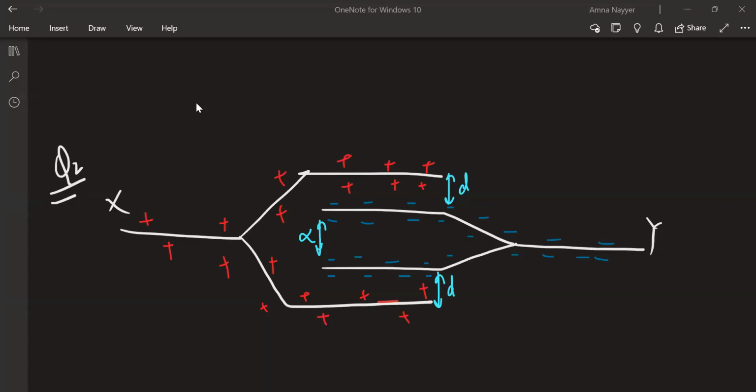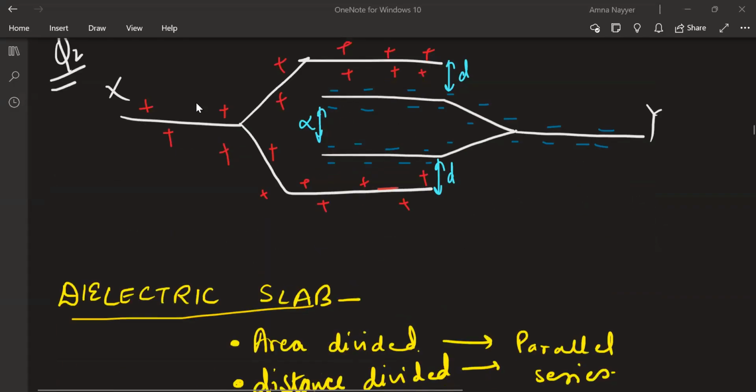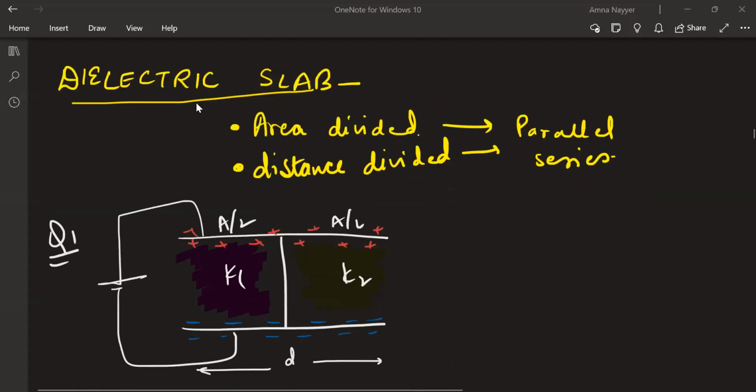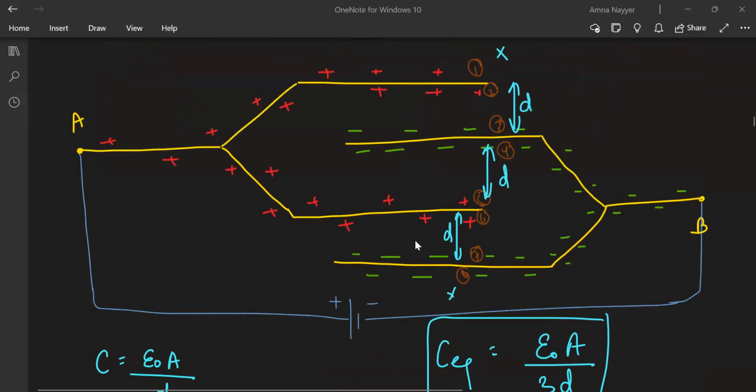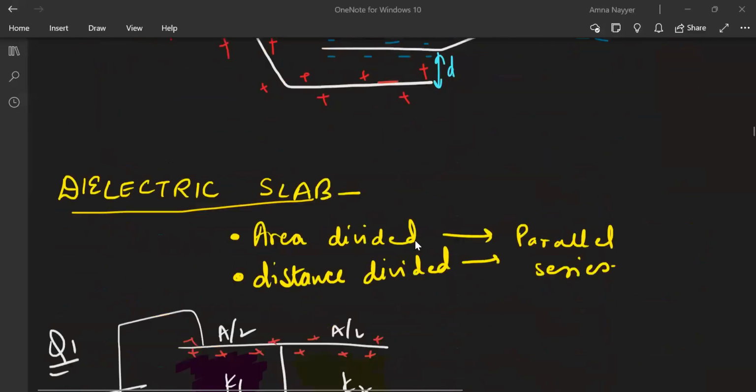Now just the last part of this. Dielectric slabs are given to you. So see, dielectric slabs can be given within the capacitors also, right? So you will see if the area is getting divided or the distance is getting divided. Like here it was very easy. You don't need anything. You can just identify the number of capacitors and that will give you the answer.